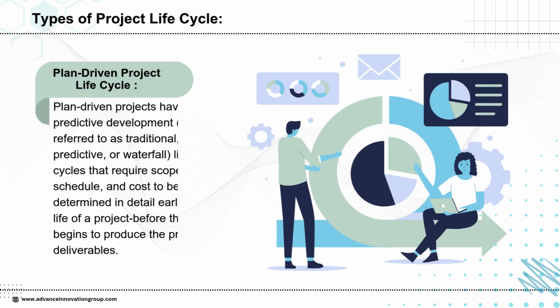The plan-driven project life cycle is also known as the traditional or waterfall approach. In this method, the entire scope, schedule, and cost of the project are defined in detail at the very beginning before any work actually starts. Since everything is planned up front, the development process becomes predictable, but it also leaves little room for changes once the project is underway. This model works best when the requirements are clear and stable.